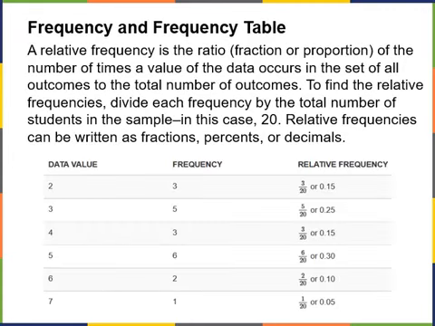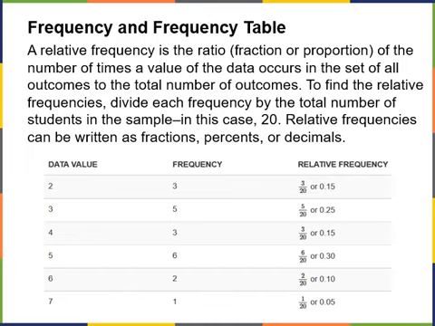Okay, so here's our frequency table. You can see here we can even do a relative frequency. It's the ratio, the fraction or proportion, of the number of times the value of the data occurs in the set of all outcomes to the total number of outcomes. To find the relative frequencies, you divide each frequency by the total number of students in the sample, in this case 20. Relative frequencies can be written as fractions, percents, or decimals.